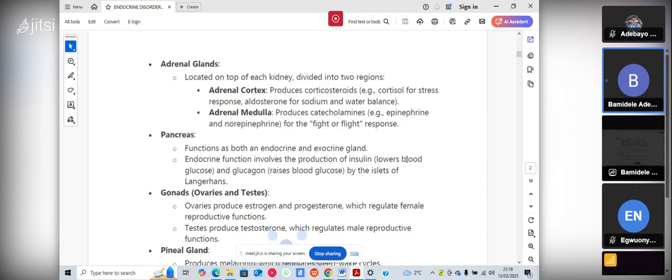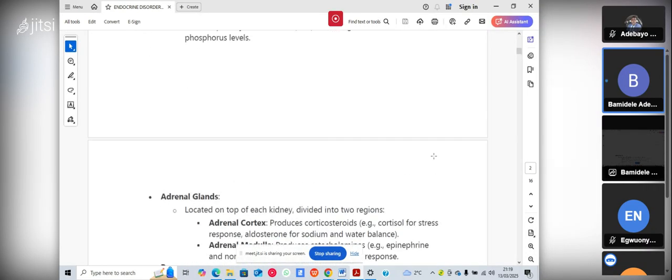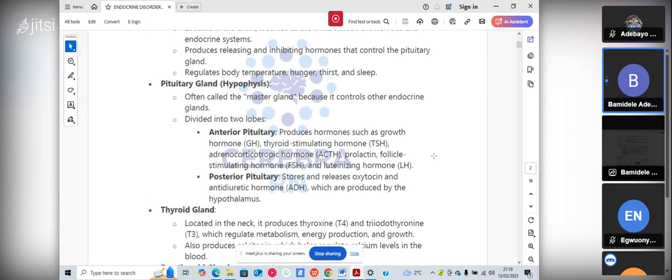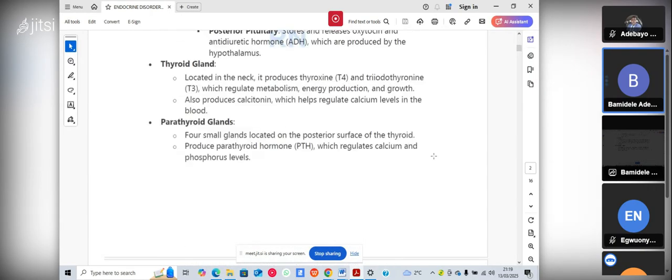You can know that this problem is from the pancreas. Another common example: let's go to the parathyroid glands, because most people forget the parathyroid glands and focus more on the thyroid gland. When your phosphate levels are high, your calcium and phosphate levels are not regulated. So you can know that there's something wrong with the parathyroid glands, because the function of the parathyroid gland is to regulate the phosphate levels in the body.